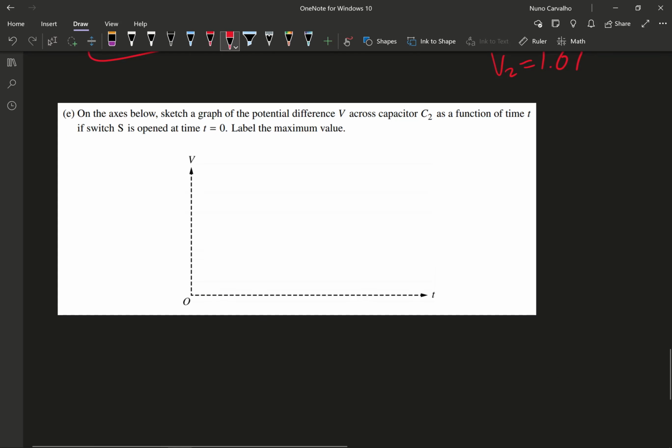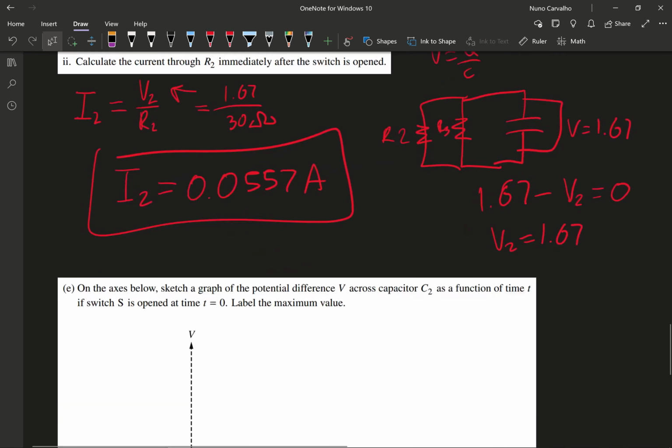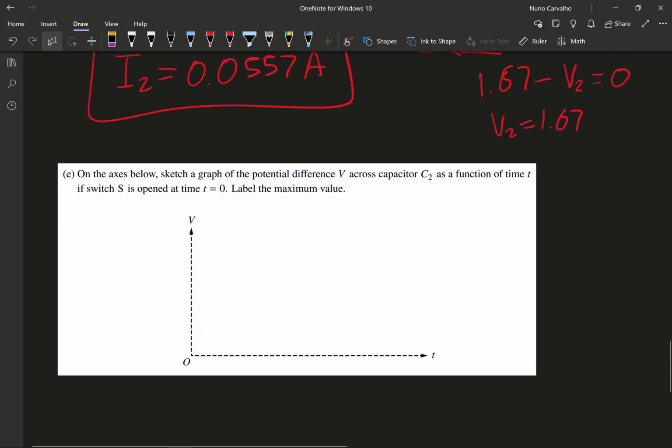Part E, we're told on the axis below, sketch a graph of the potential difference V across capacitor C2 as a function of time if switch S is opened at time t equal to 0. And we're also asked to label the maximum value. Well, what we should know is that if we have a capacitor here that was originally charged, because we're at time equal to 0, and this was after the circuit, when it was originally closed, reached equilibrium, then we have charge on our capacitor, which means that our voltage is definitely not going to be 0. It's going to be some positive number.